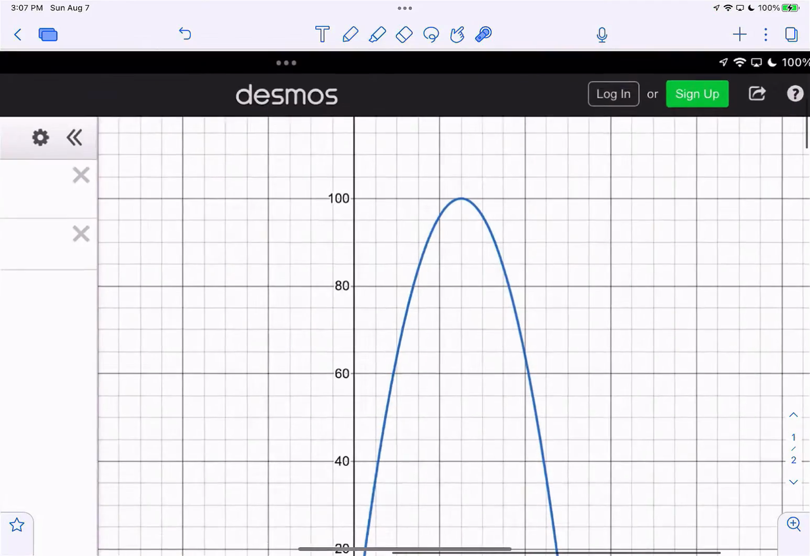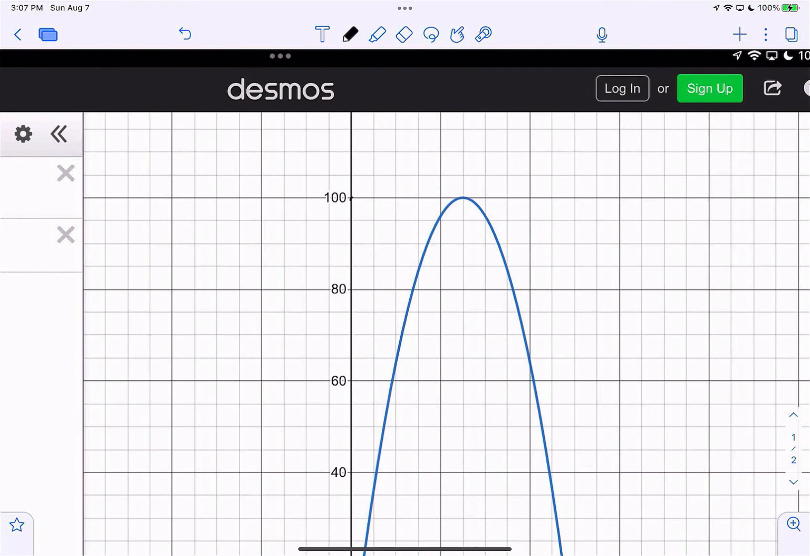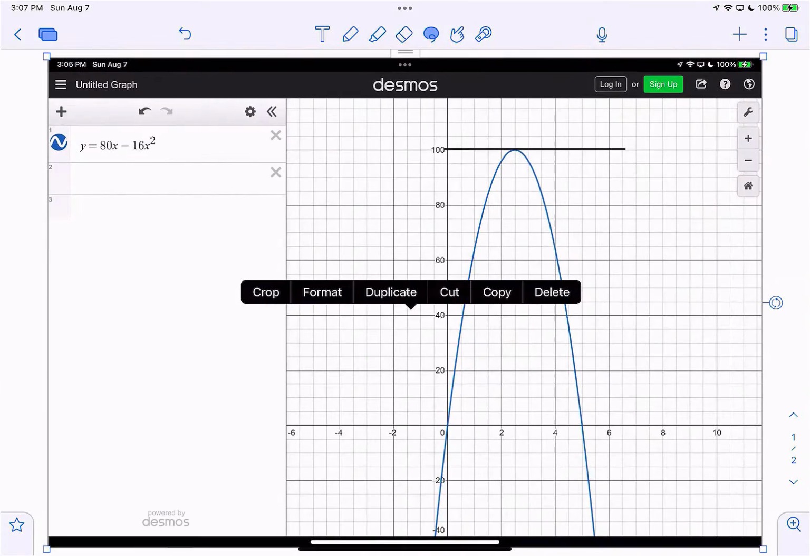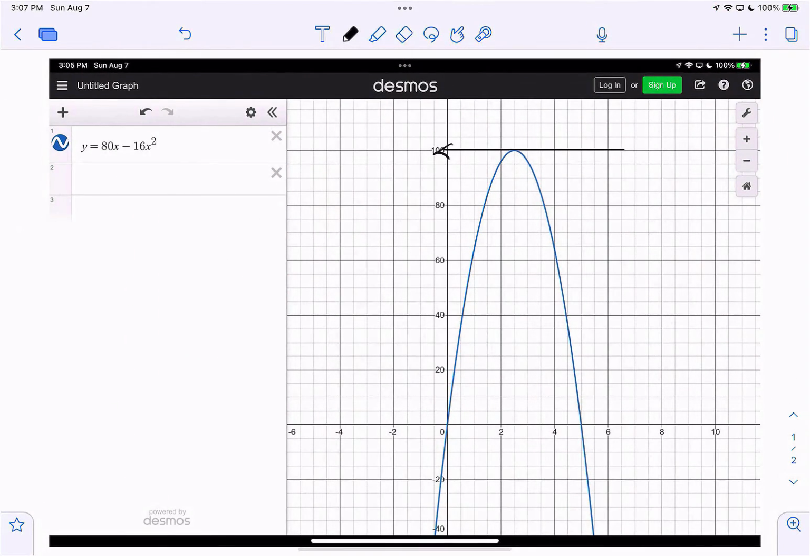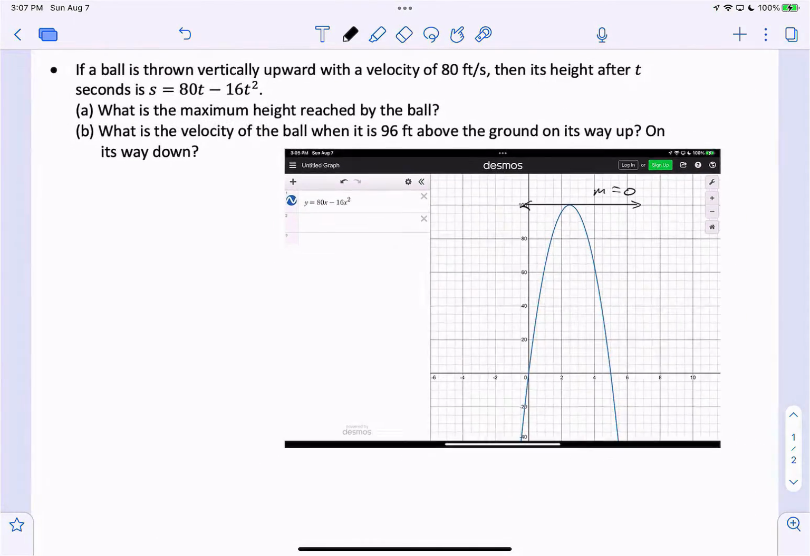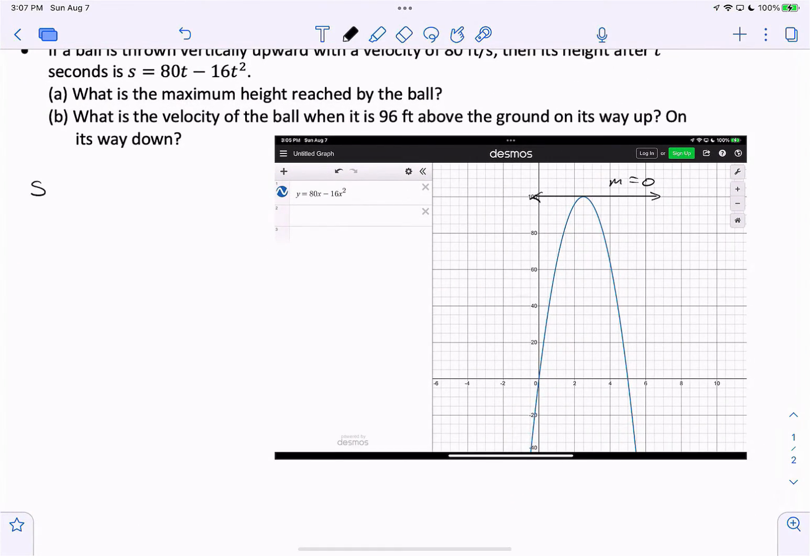And I hope you're thinking about derivatives and tangent lines because, well, that's what we've been doing. And you can see that at the maximum, the tangent line is horizontal. And I guess that should really be about right there. And for this horizontal tangent line, we know that the slope is equal to 0. So what we need to do is find where s prime is equal to 0. This is for part A.